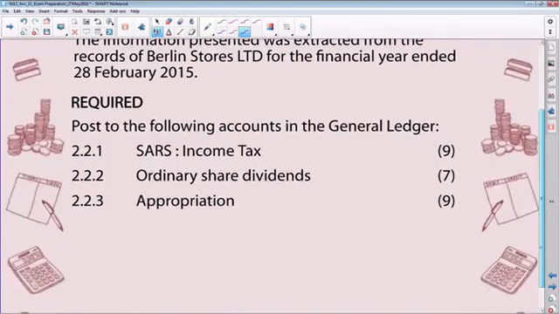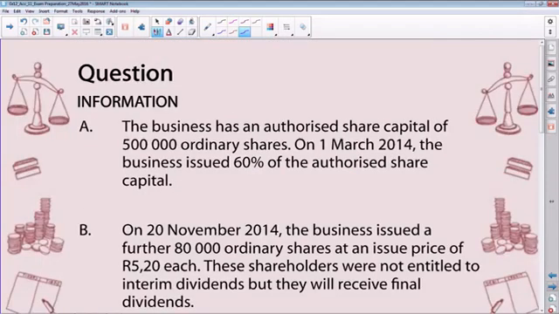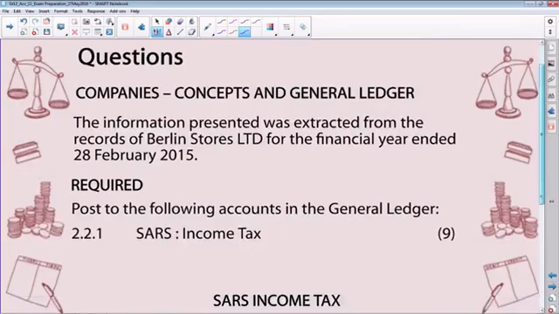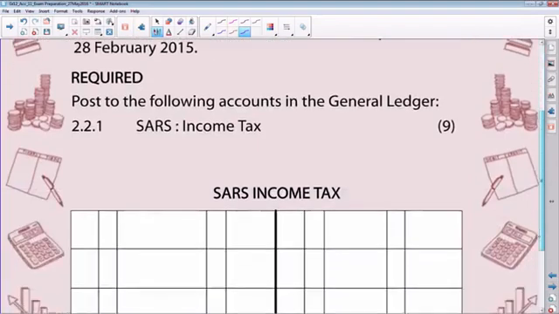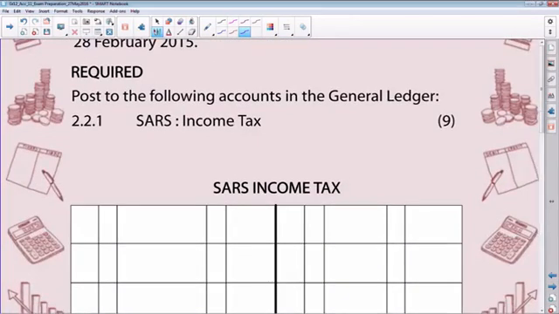Number 1, you are expected to do a SARS income tax account. It is expected of you to do an ordinary share dividends account, and you are expected to do an appropriation account. Right, immediately, let's look at the information. With regards to my SARS income tax account, the first thing that I look for is my balance.